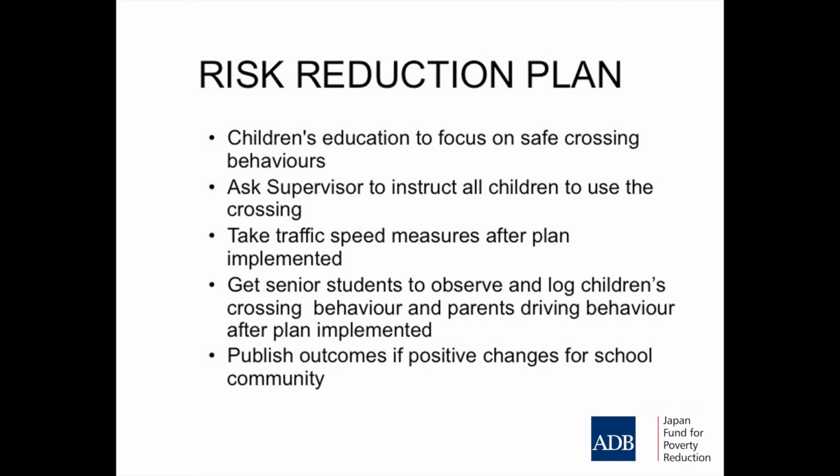Here's some other things we can do. Children might be educated in school about the safe crossing behaviour. We might ask the school crossing supervisor to be a part of the teaching program and talk to the kids waiting at the curb saying, don't you cross away from the crossing because it's unsafe. We could take traffic speed measures after the plan's implemented to see if we've actually slowed the traffic down.